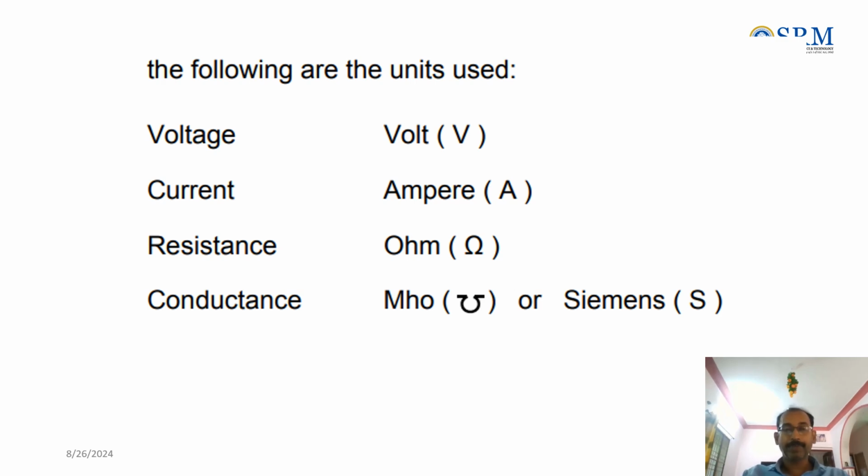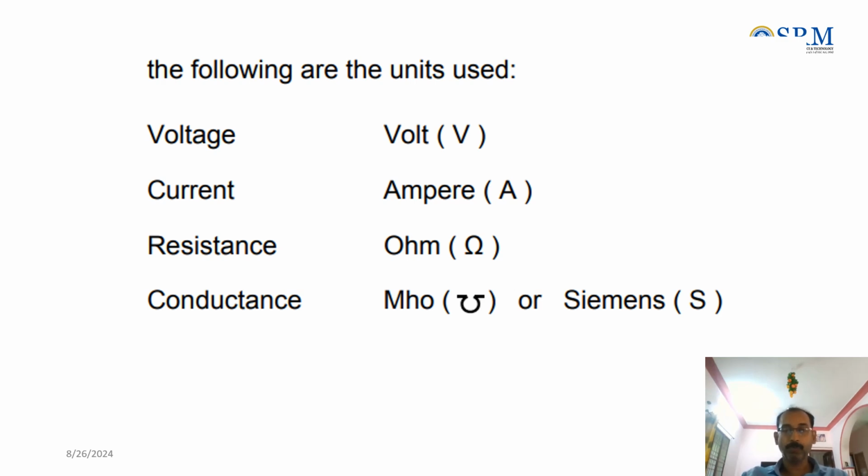Now let us see the following units: voltage, current, resistance, and conductance. Voltage is usually a potential difference. Current flows from higher potential to lower potential. When there is the same potential, current will not flow. Current always flows from higher potential to lower potential. The unit of voltage is the volt, and of current, the ampere.